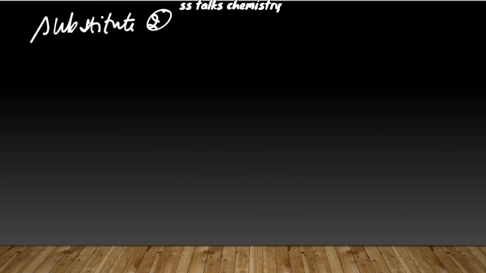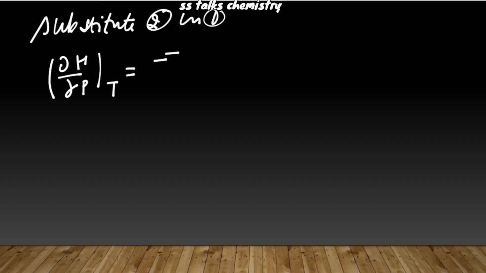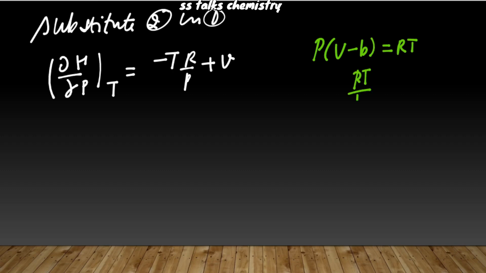Substituting 2 in 1, we get del H by del P at constant temperature equals minus T into R upon P plus the volume. So RT by P is the value we have to note. P into V is RT only, so RT by P is equal to V.